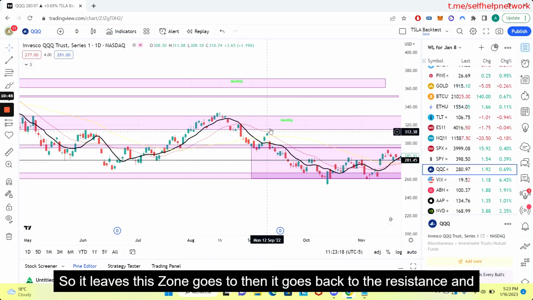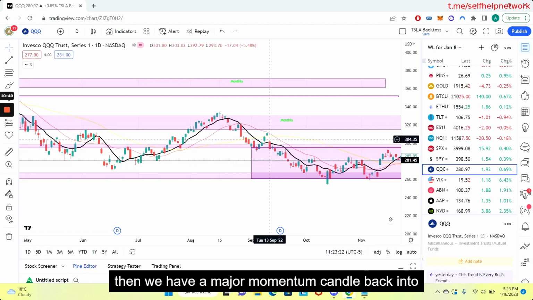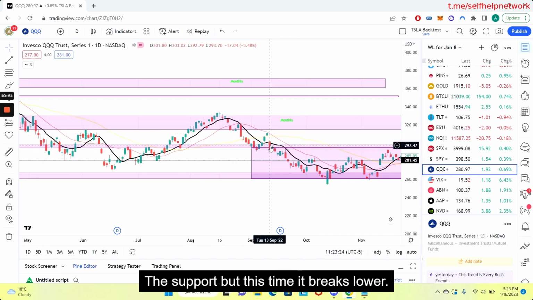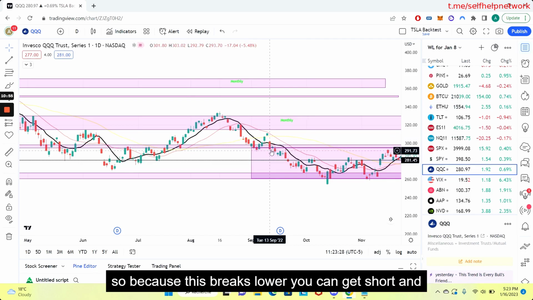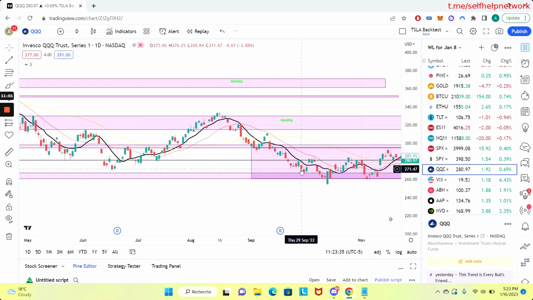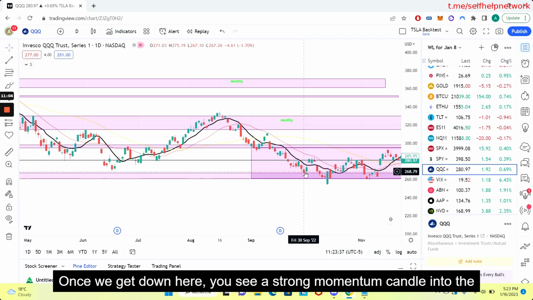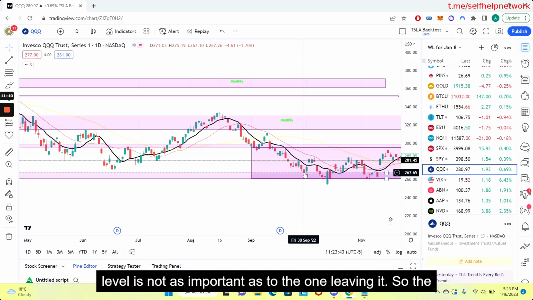So it leaves this zone, goes back to the resistance, and then we have a major momentum candle back into the support, but this time it breaks lower. So because this breaks lower, you can get short, and after that we go to the next zone down. Once we get down here, you see a strong momentum candle into the support. As I said, a momentum candle into a level is not as important as the one leaving it.